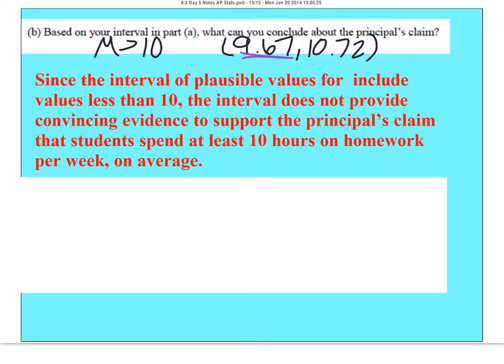So you do have to be careful on this one because, again, it looks like it might work in the interval, but the interval itself in this case makes it so there is not convincing evidence because it actually goes lower than 10.